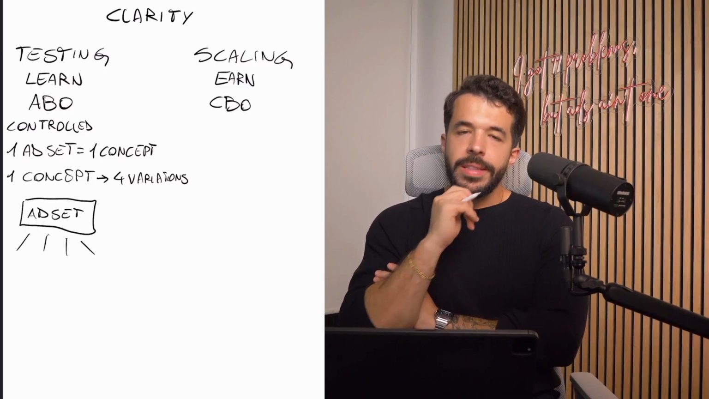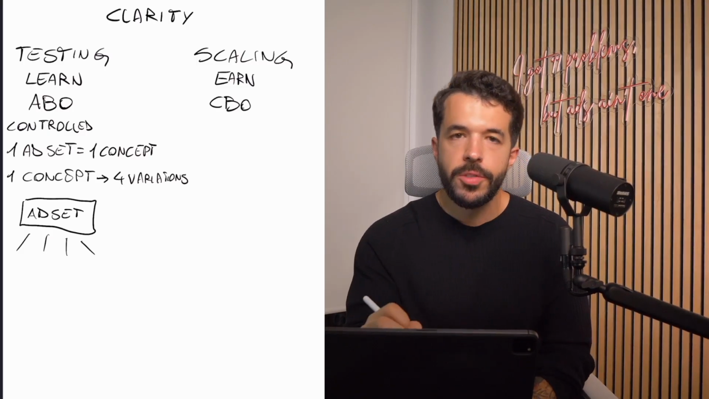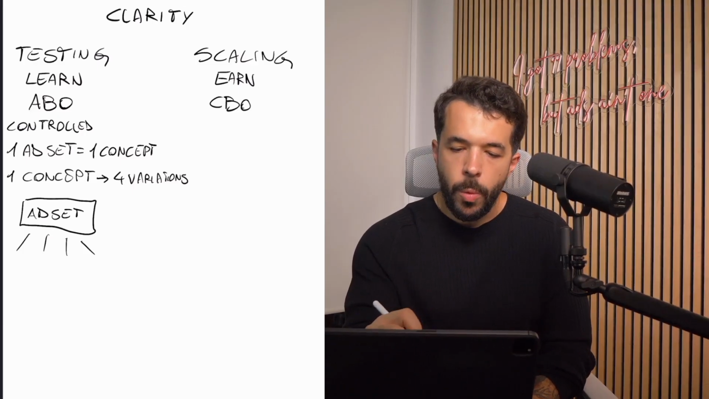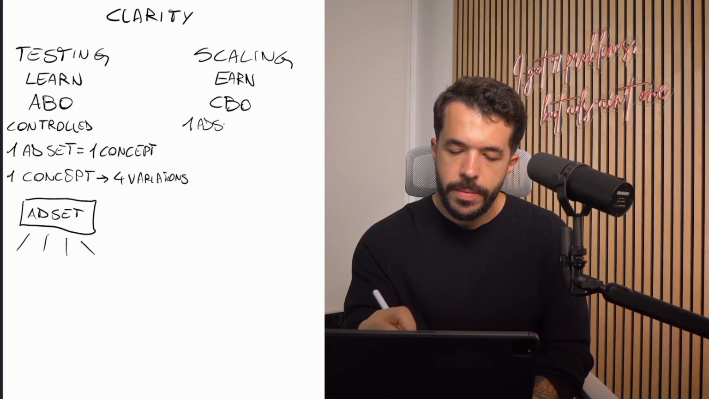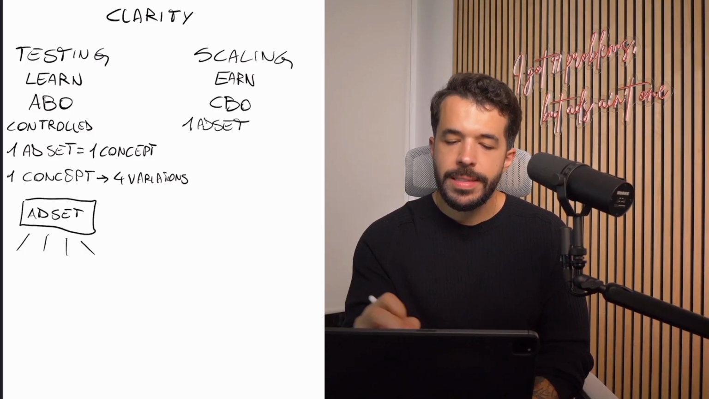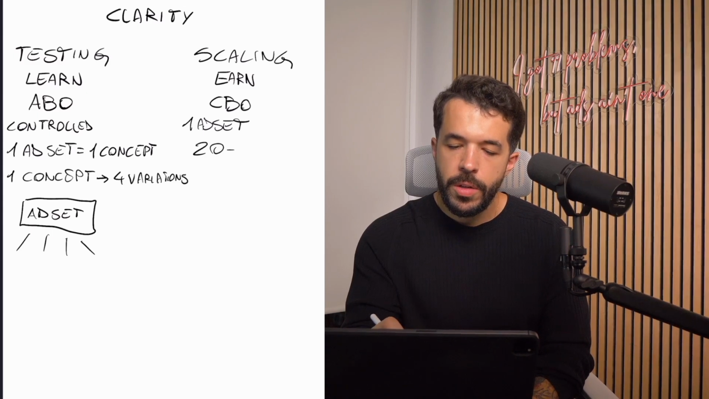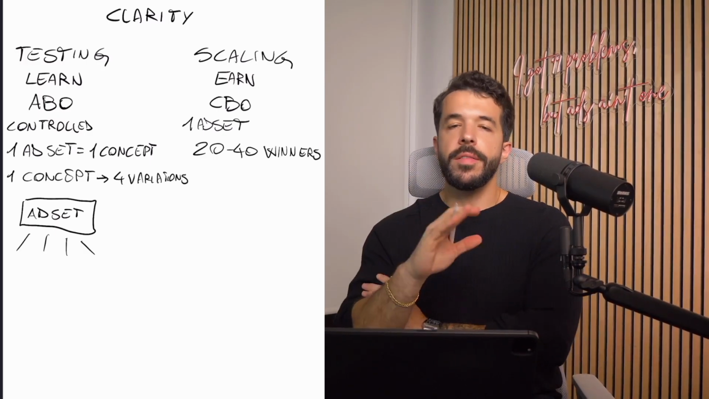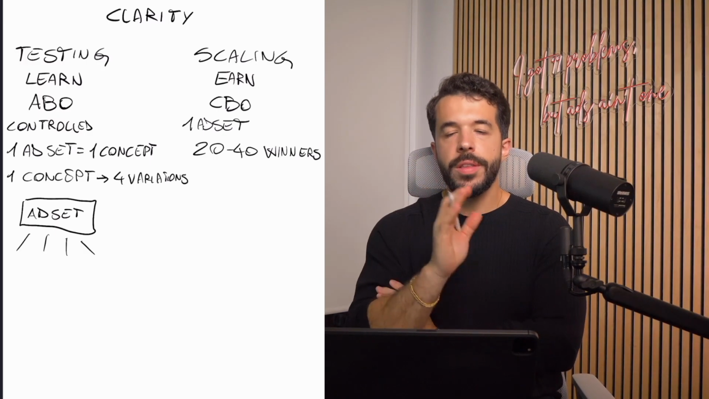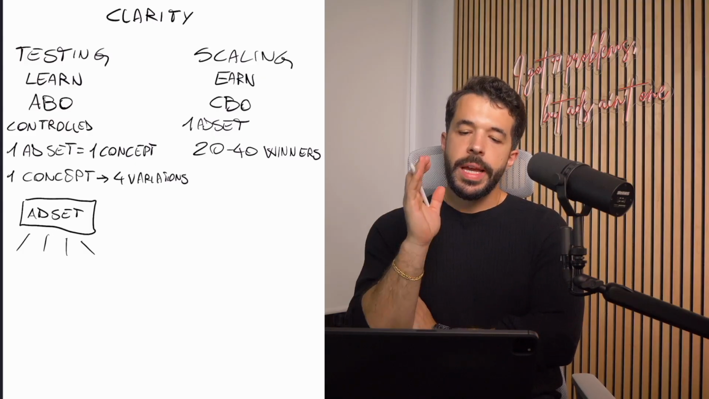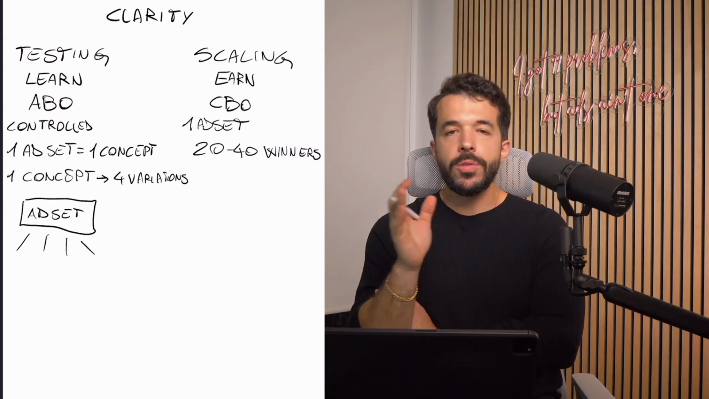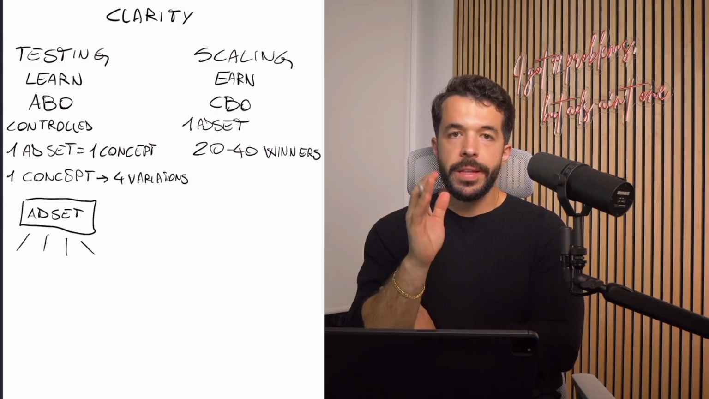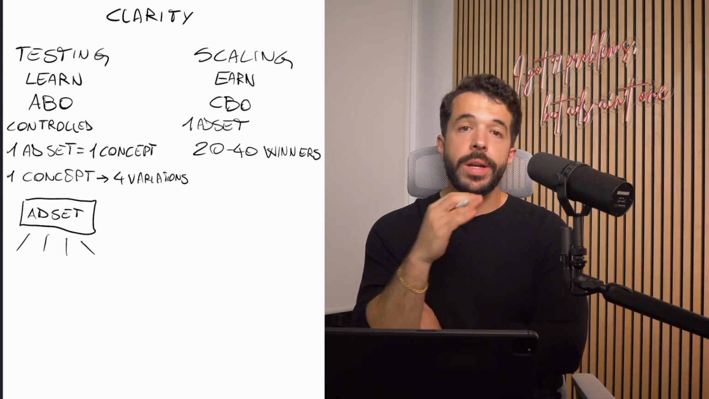Now, regarding the CBO, you have a similar structure where you have one ad set, and within that ad set, you have 20 to 40 winners. These winners are validated. You are sure that these ads convert, and you only allow to the CBO campaigns real winners. And I'll show you in a second how to recognize a real winner.